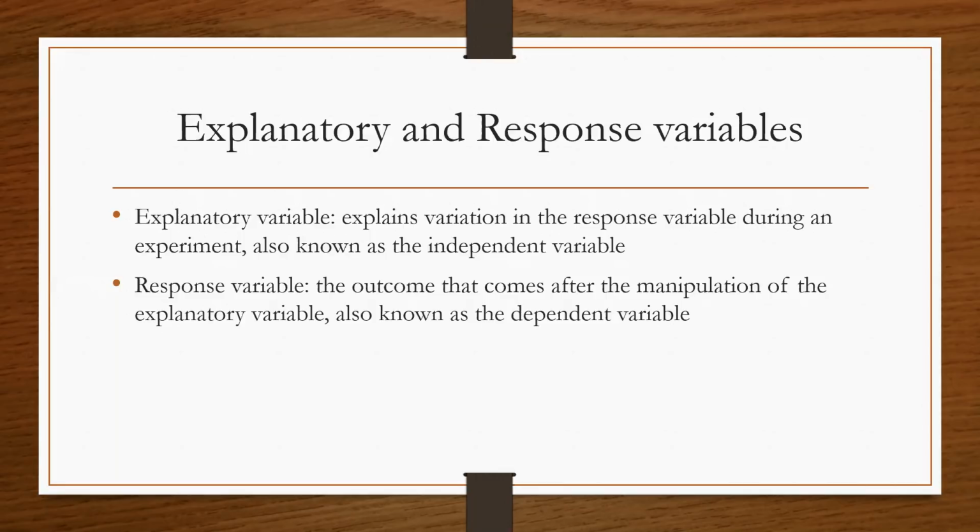So let's say you're manipulating water levels in plants, then the explanatory variable would be how much water you give the plant, and the response would be how much the plant grows or if it dies or not or something like that.